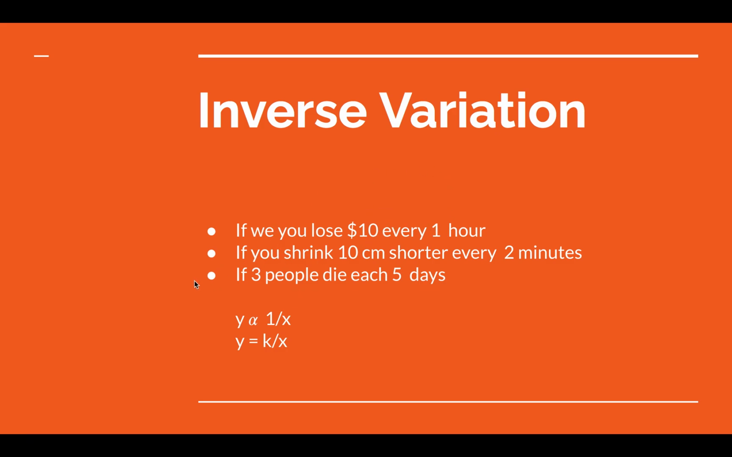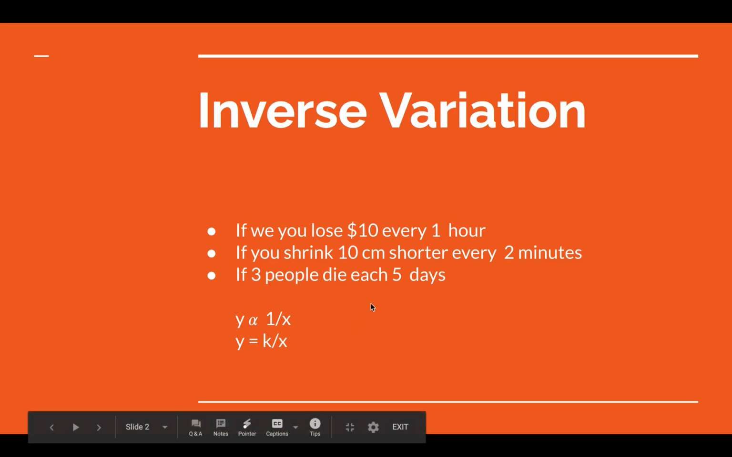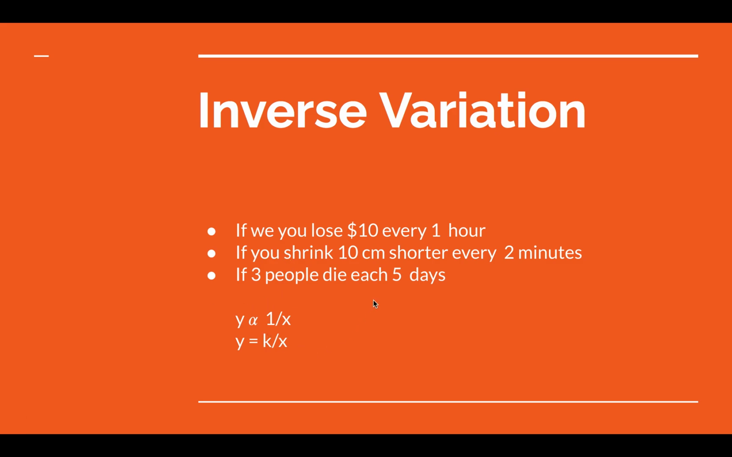Then let's take a look at the last example that we have. We have 3 people die every 5 days. That means the population is decreasing as the number of days is increasing. That's another inverse variation right there.